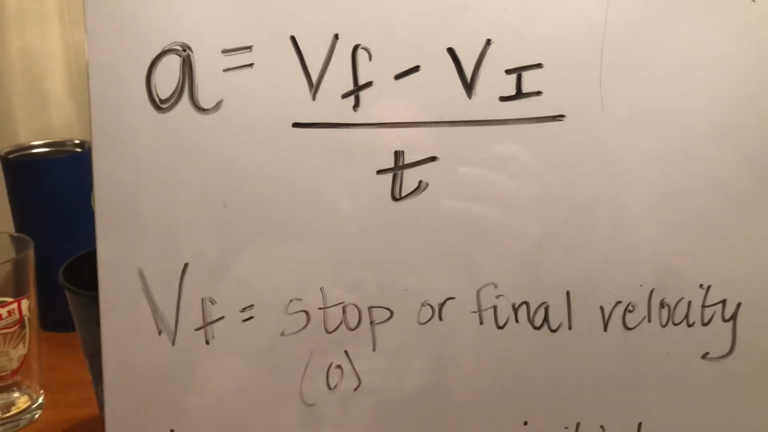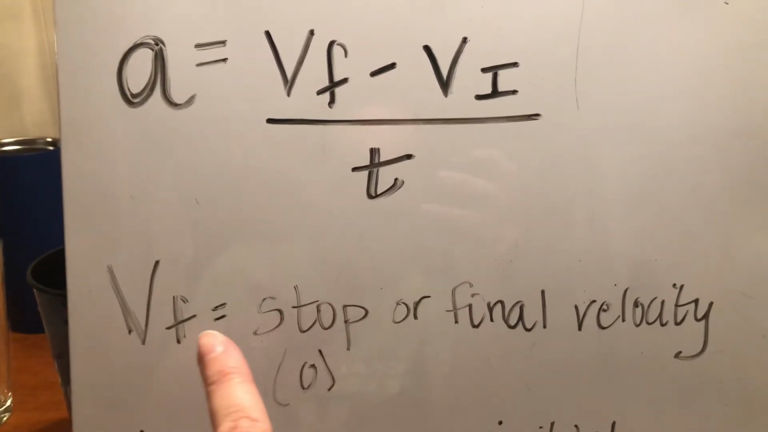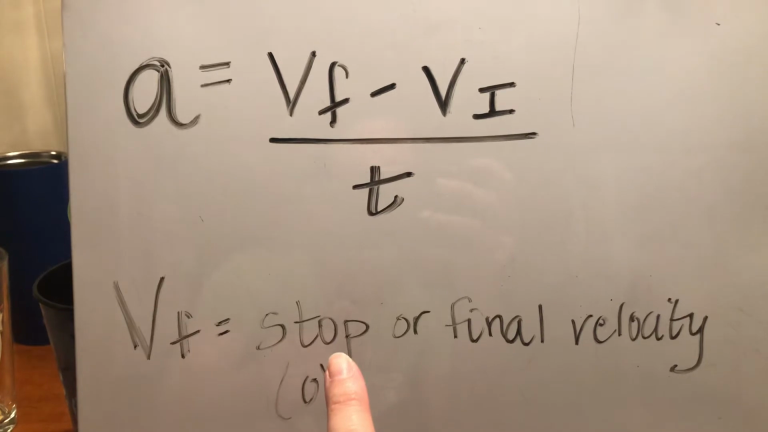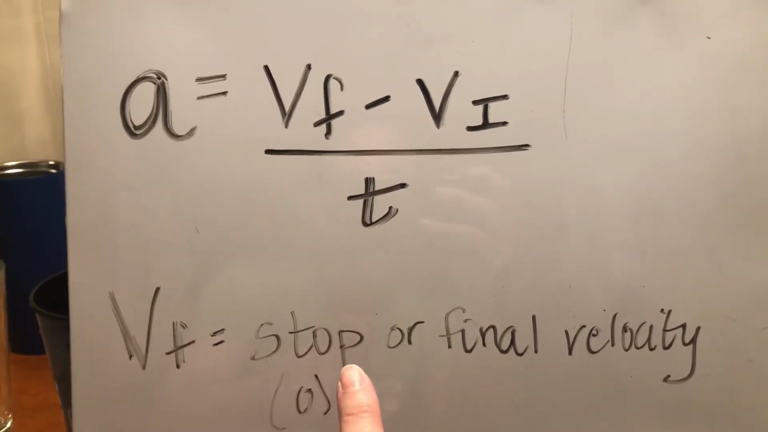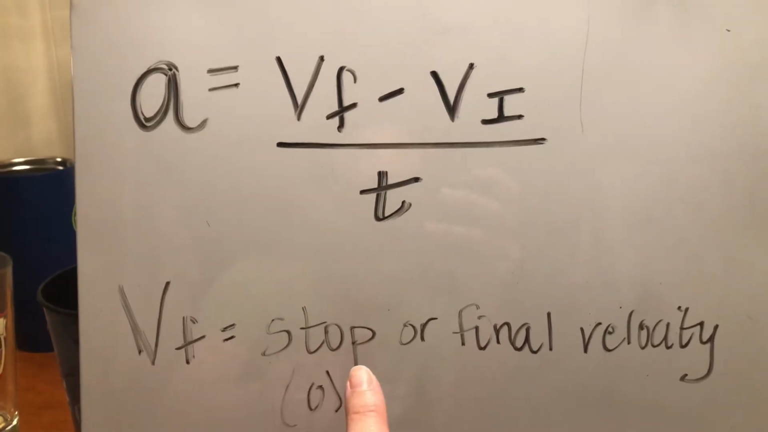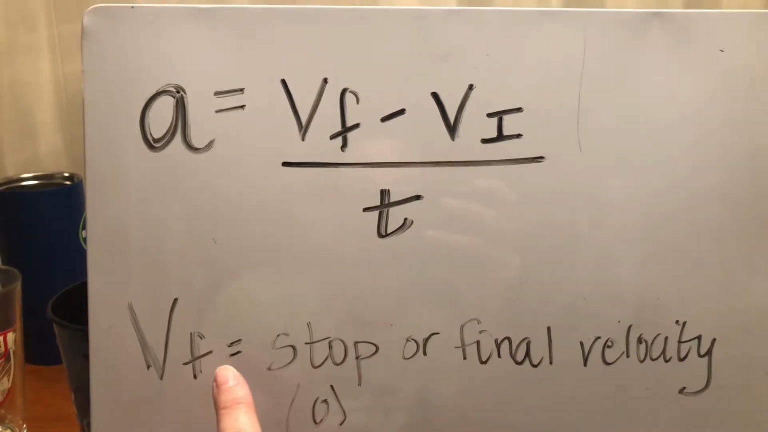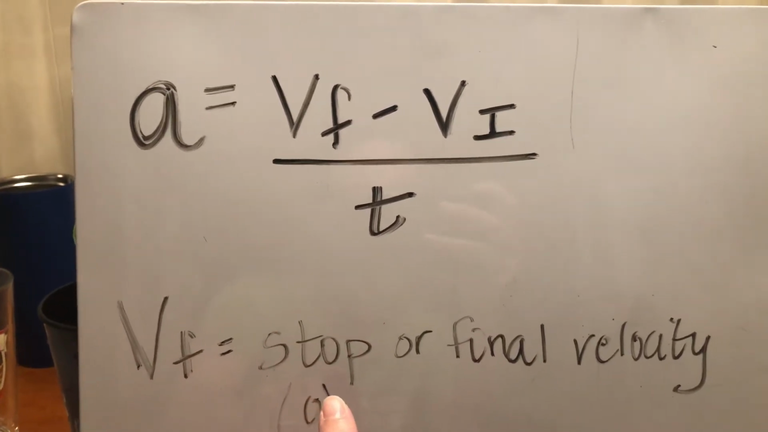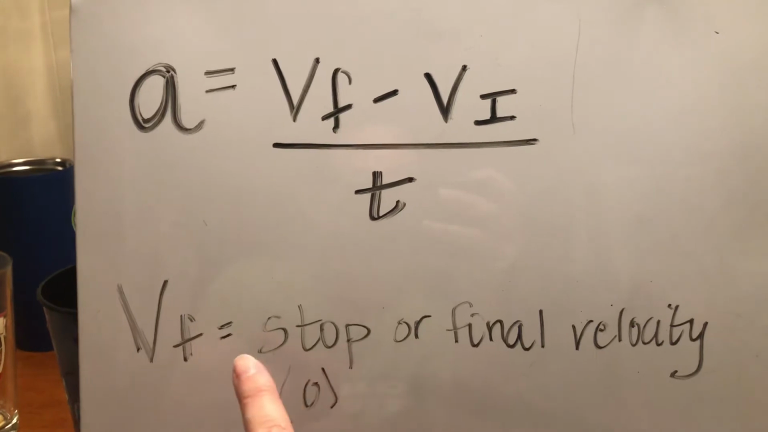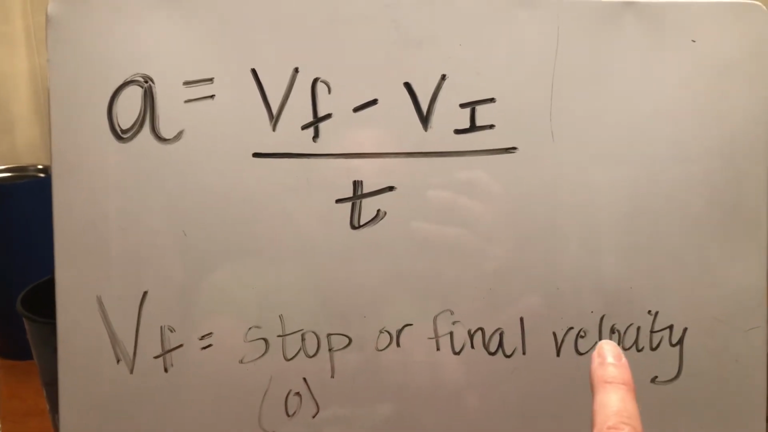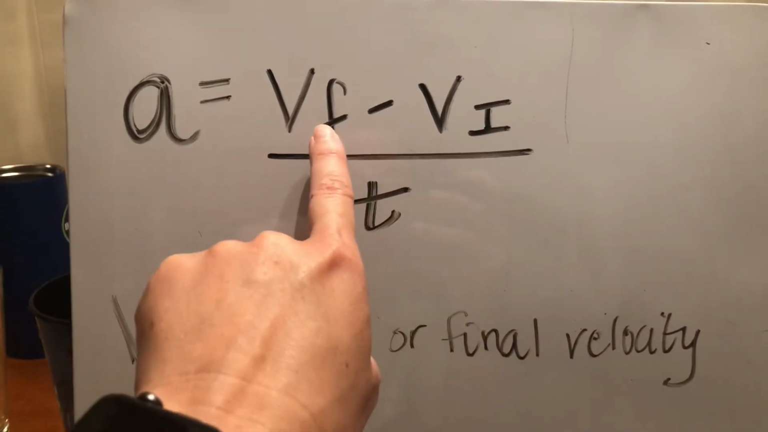Okay, final velocity a lot of times can mean stopping. Okay, say you're going down a roller coaster and you stop. That's going to be your final velocity. Sometimes it can be 0 or it'll give you a number. It's always the final velocity. Final velocity always goes first.